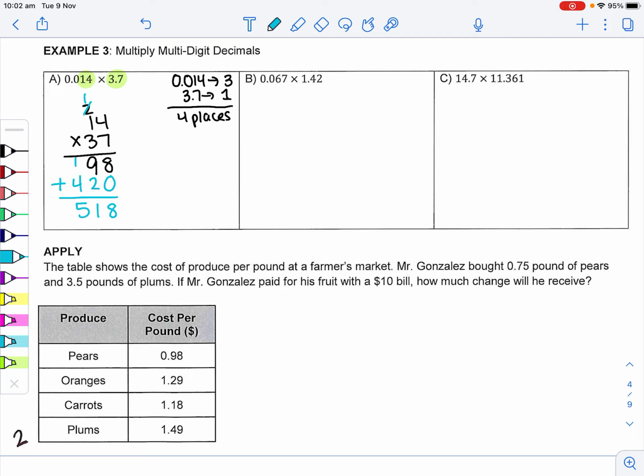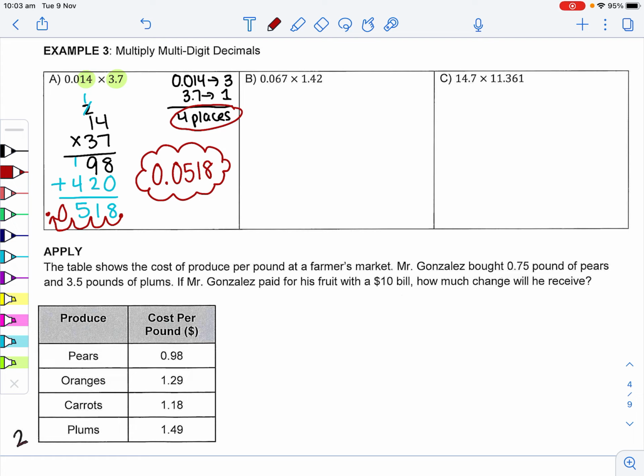And now I'm going to put my decimal back in. So the decimal is at the end of the number when it first starts. So it's going to be here at the end. And I'm going to move it 4 places to the left to show that my decimal is in there. So 1, 2, 3, 4. So my new decimal is here, and in this empty space, I'm going to put a 0. So my answer is 0.0518.